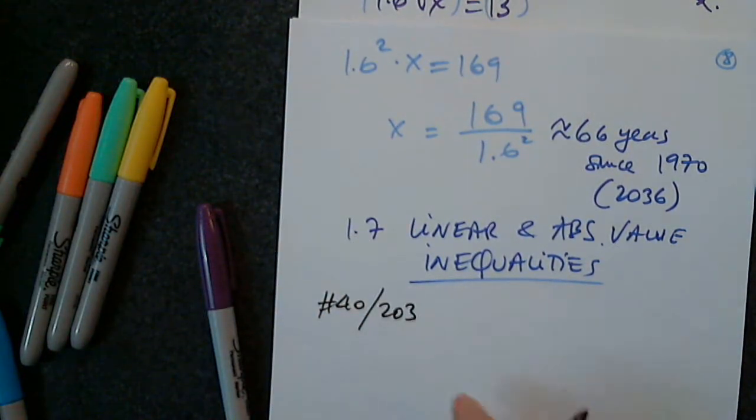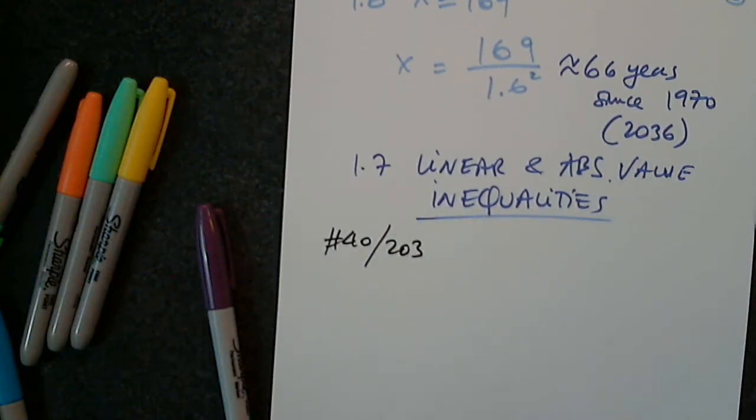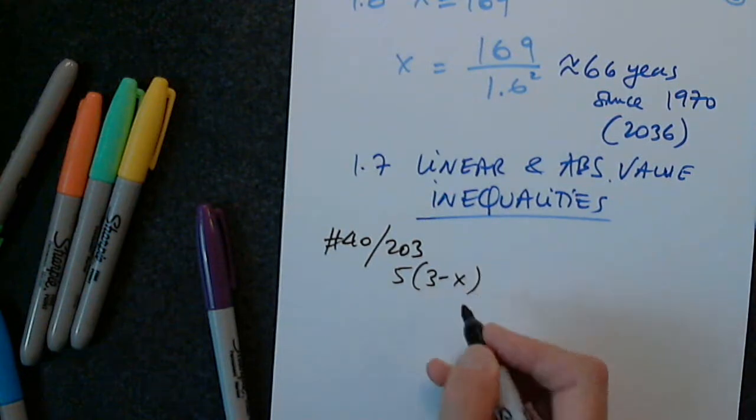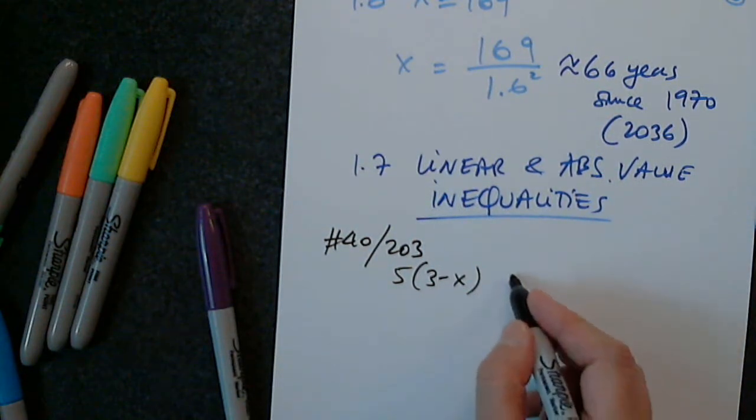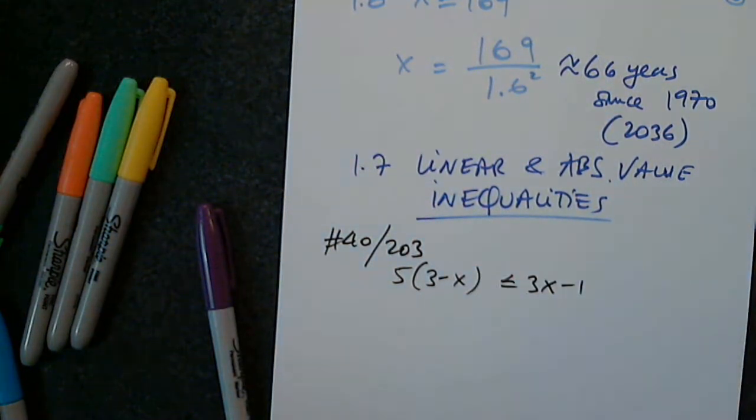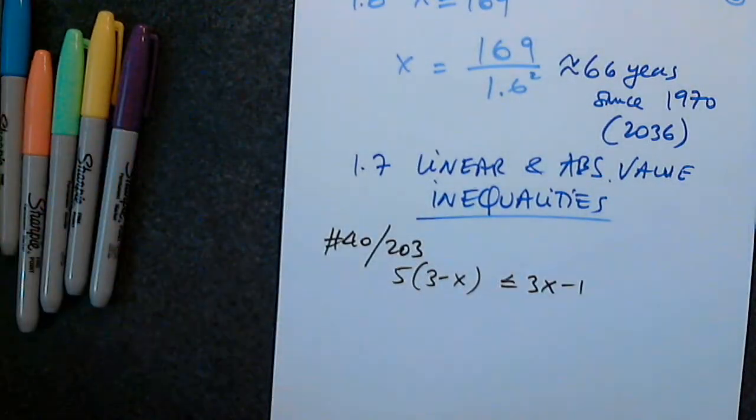Like 40 on page 203. This is a review from a previous course, but I'm showing you everything from scratch. Like 5 times the quantity 3 minus x, less than or equal to 3x minus 1. Hopefully we can finish this. I see we have 15 minutes left, so maybe we can finish these two types.